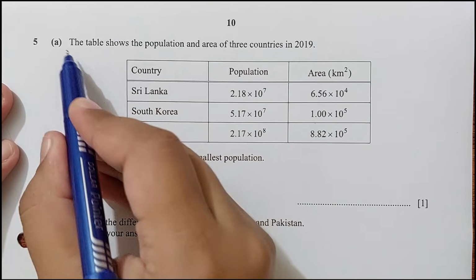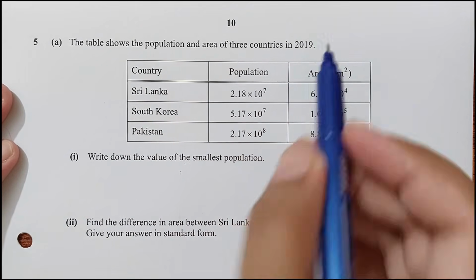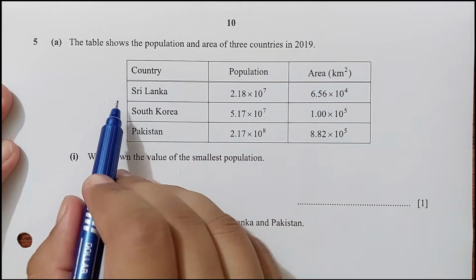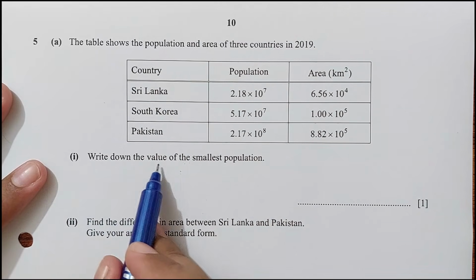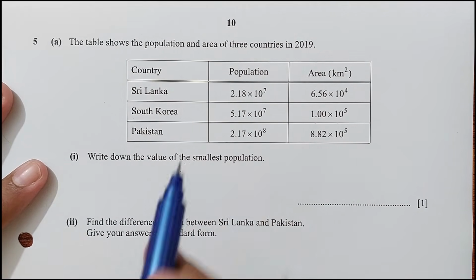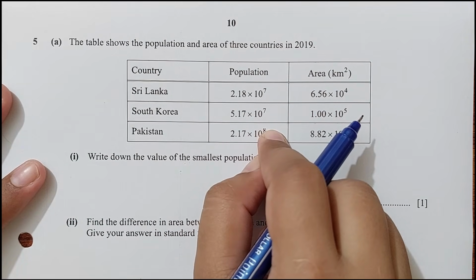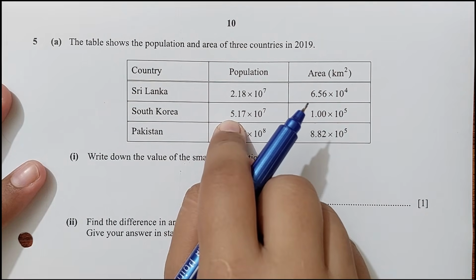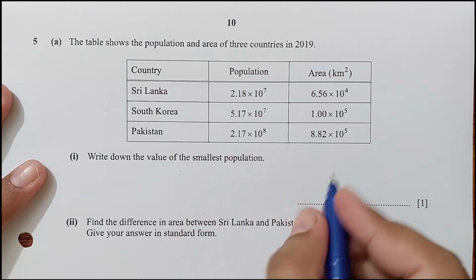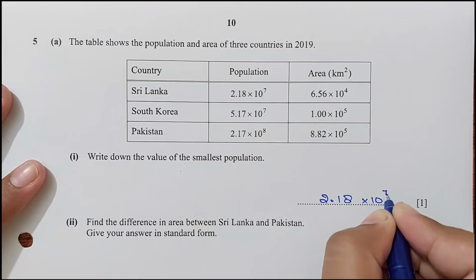Question number 5, part A. The table shows the population and area of 3 countries in 2019: Sri Lanka, South Korea and Pakistan. Number 1, write down the value of the smallest population. 10 exponent 8 is the largest one. From 10 exponent 7 we have to pick the smallest. This is 5 point something, this is 2 point something. So the smallest is 2.18 times 10 to the power 7.